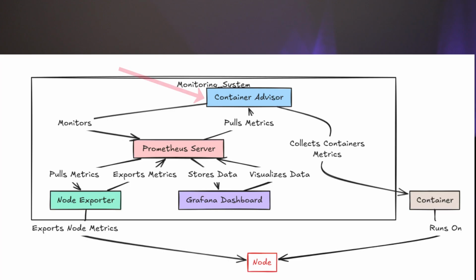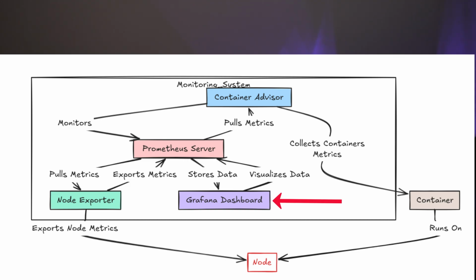cAdvisor gives you insights into resource usage at a container level, including your CPU, memory, and other resources. Node Exporter is like an agent for your Docker host. Now, this gathers host-level data like CPU, disk, and memory, and network activity that allow you to troubleshoot. Prometheus is like a central database that collects the metrics from cAdvisor and Node Exporter and aggregates those.